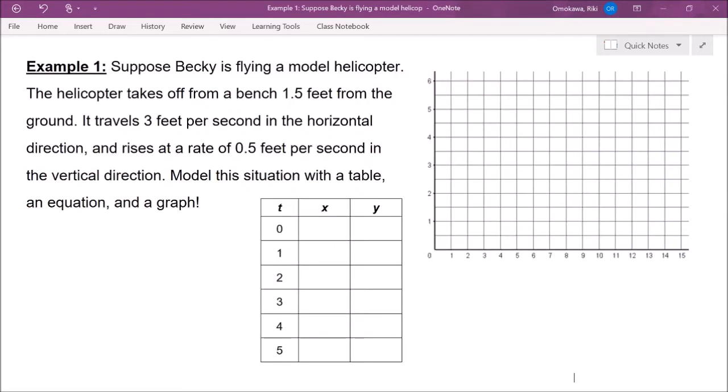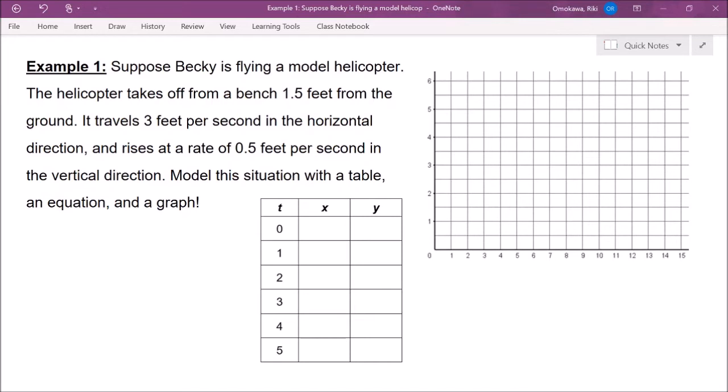So here's our first example with parametric equations. It says, suppose Becky is flying a model helicopter. The helicopter takes off from a bench 1.5 feet from the ground. It travels 3 feet per second in the horizontal direction and rises at a rate of 0.5 feet per second in the vertical direction. Model this situation with a table, an equation, and a graph.